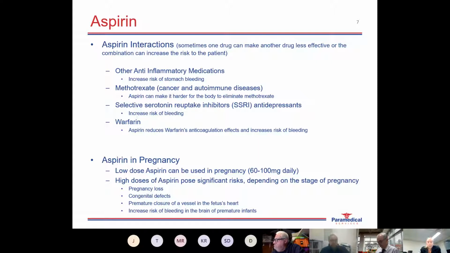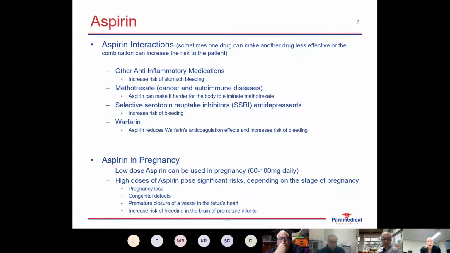If we look at aspirin in pregnancy, low-dose aspirin can be used in pregnancy. However, high doses of aspirin do pose a significant risk, specifically at certain stages of pregnancy. So some of those risks that we have to look at when we consider giving aspirin is that we could have pregnancy loss, there could be congenital defects, we do run the risk of premature closure of a vessel in the fetus's heart, and there is an increased risk of bleeding in the brain of premature infants.